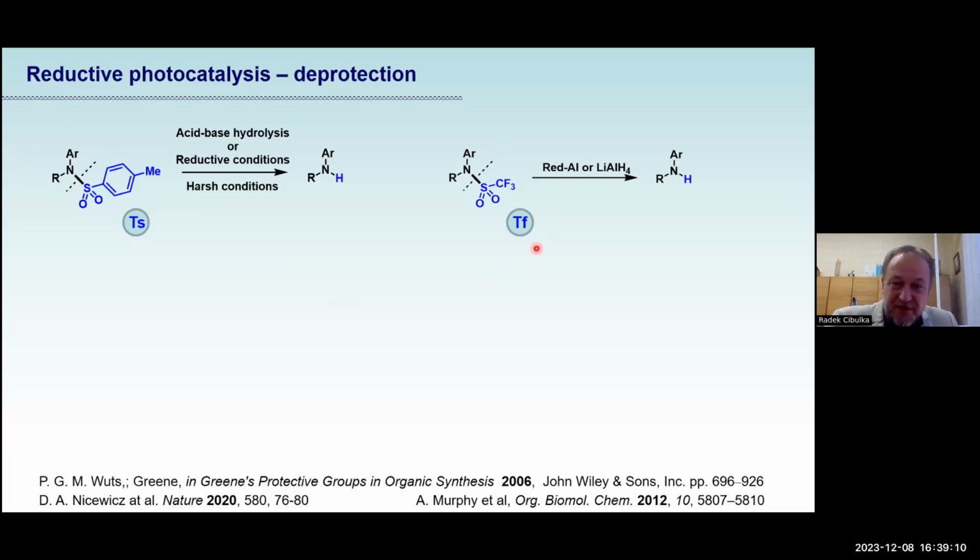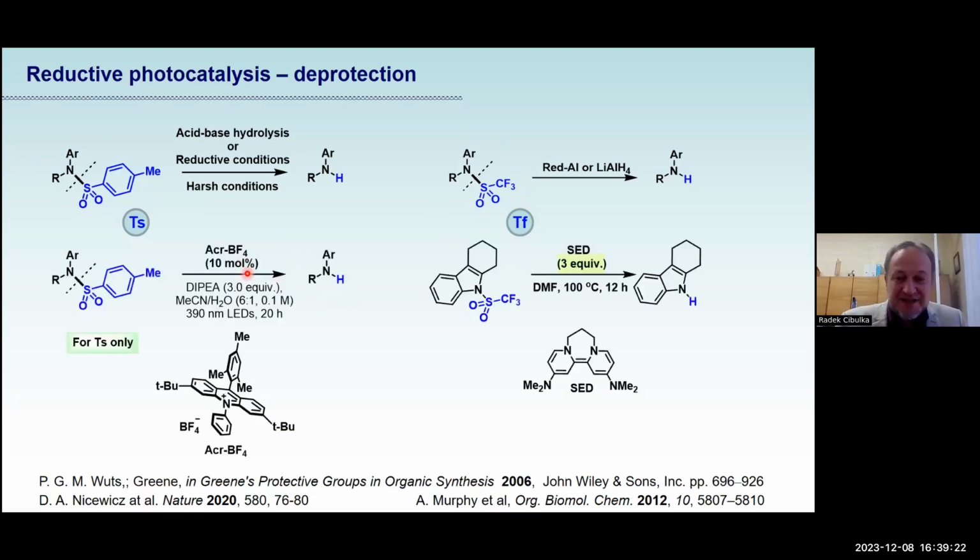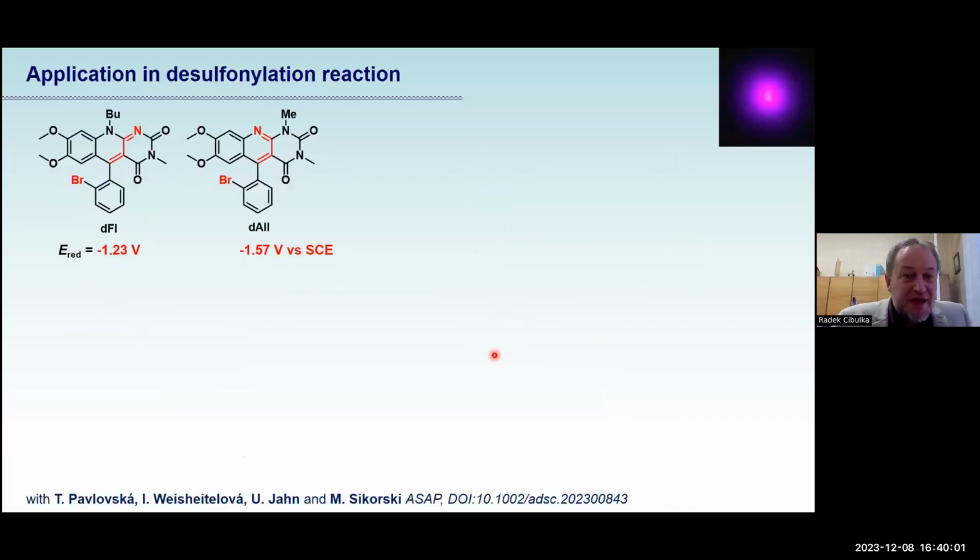Even worse is the situation with trifluoromethyl or trifluoroalkyl sulfonyl groups, which are really much more difficult to remove than this tosyl group. There are some novel ways how to deprotect it. For example, using this acridinium salt, which I already showed you as a strong reducing agent, but it was tested only for tosyl derivatives, or using these very electron-rich compounds, and to use it for deprotection of this trifluoromethyl containing group. But still there is no general group or general method which can be used for all such sulfonyl compounds. And for that, we tried to use our flavin derivatives.